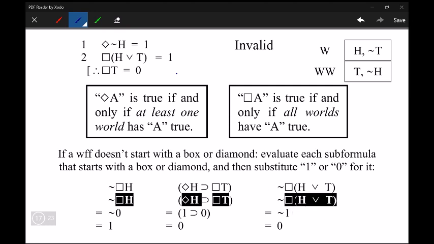How about this one? Not necessary H, or heads or tails. Evaluate this first. Every world has heads or tails. This one has heads, this one has tails. It's true in every world, but for different reasons. So the box H or T is true, then not true is false. And there you go. This can be tricky, evaluating the premises and conclusion. But possible means true in at least one world. Necessary means true in all worlds. Okay, what do we do here?